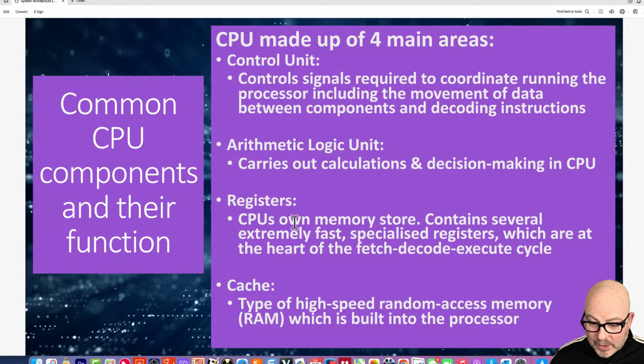Okay, where did we get to? We got to the registers, and these are the CPU's own memory store. They've got really fast specialized registers. And these are really vital in terms of the fetch, decode, execute cycle. And lastly, we've got cache. I'll tell you what the definition of cache is shortly, but it is memory. It's not as fast as the registers, so all of these two elements here, it's all memory, but it's memory used for a specific purpose.